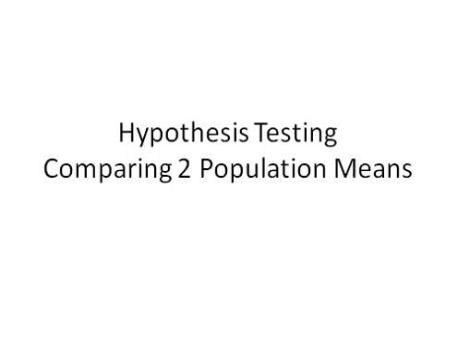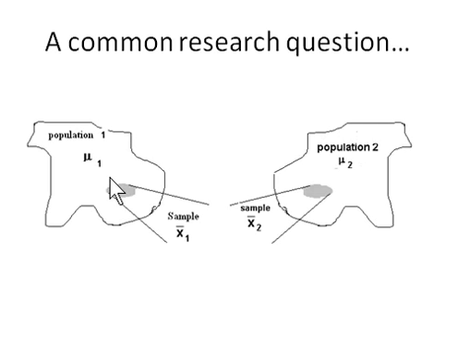Okay, this week we're going to be looking at hypothesis testing where you are comparing two population means. This is a very common research question. We have these two populations. Population 1 has a mean, population 2 has a mean. We take a sample from population 1, sample from population 2.